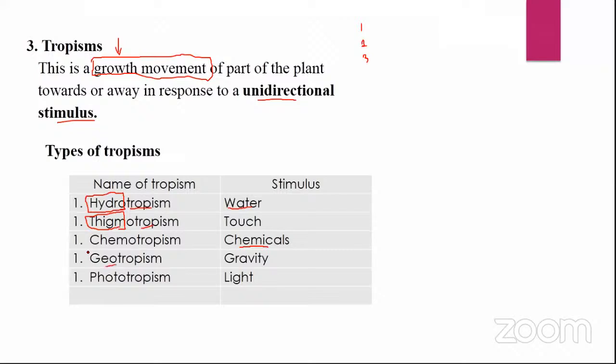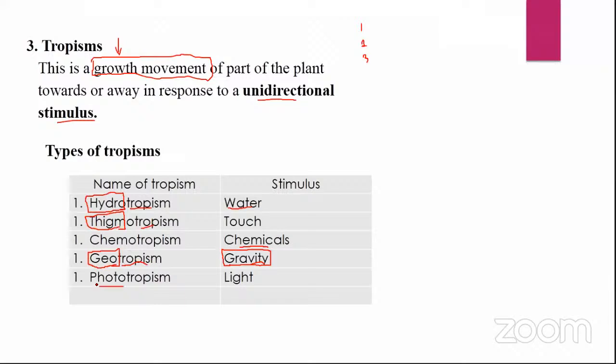Then another one is geotropism. Geo means earth. This is a growth response towards gravity. You cannot see gravity, you cannot say, hey, I'm seeing gravity. But you can feel it when you jump and come down. It is gravity pulling you. So we understand it, we feel it, we experience it, but we can't see it. Likewise, that gravity which we can't see but experience affects growth movement in plants.